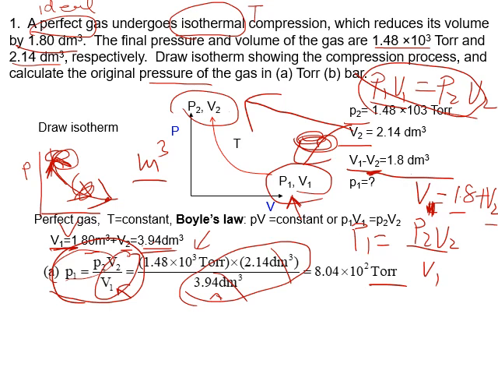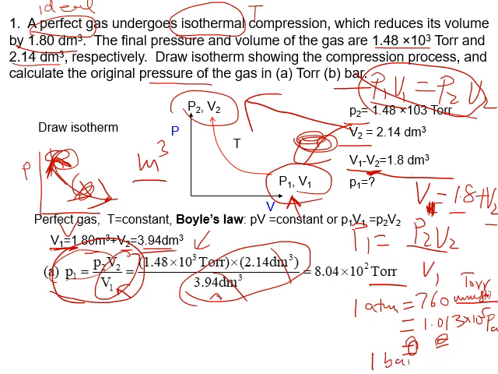Now B asks you in bar. So what is the relation between Torr and the bar? One relation is to think about atmosphere. 1 atmosphere we know equals 760 millimeter mercury height, and millimeter mercury height is Torr. We also know it is 1.03 times 10 to the 5th Pascal, and 1 bar equals 1 times 10 to the 5th Pascal.